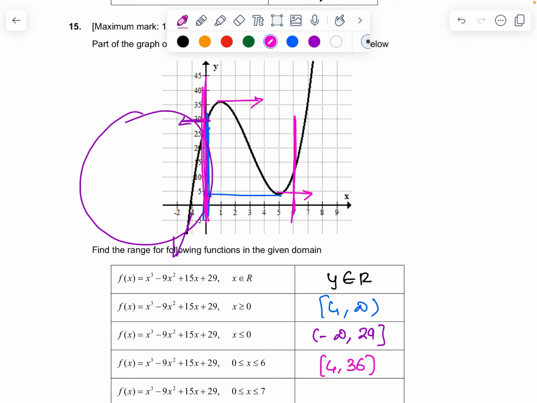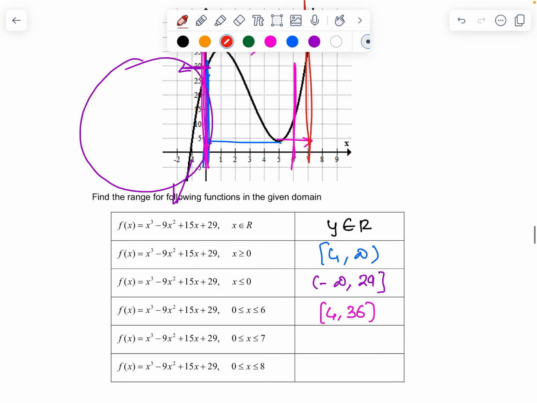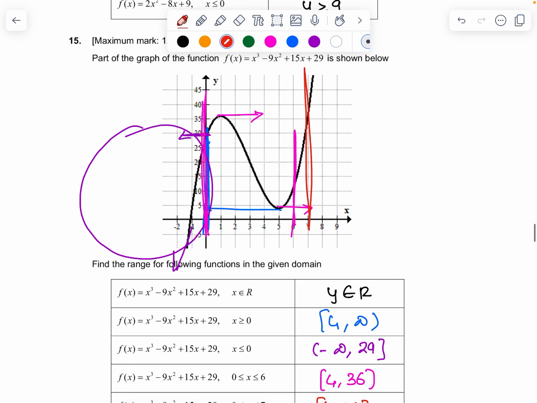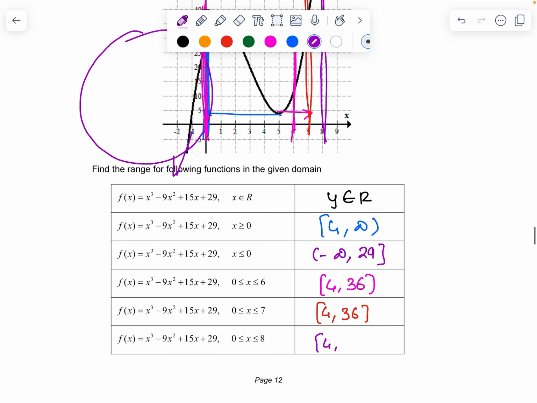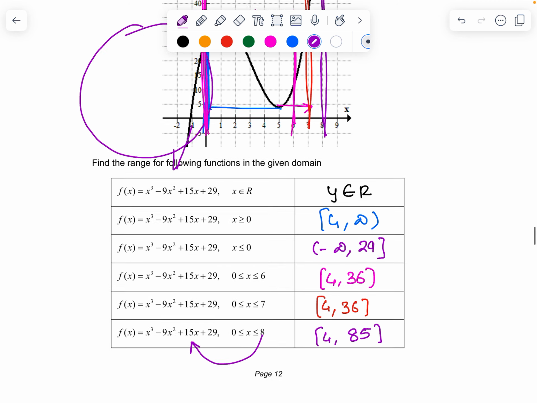Between 0 to 7, 7 is here. So in that case, the same, the maximum value is 36 and the minimum value is 4. And 0 to 8. So the minimum value is 4, and for the maximum value, plug in 8 over here. When you plug in 8 over here, you will be getting 85, so 4 to 85.